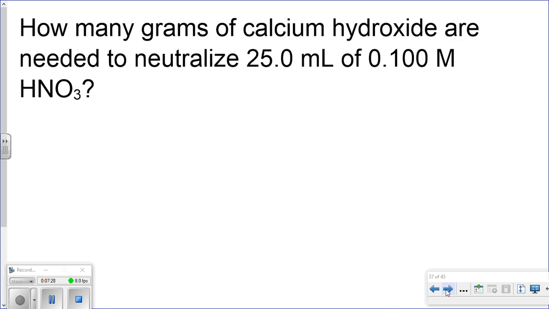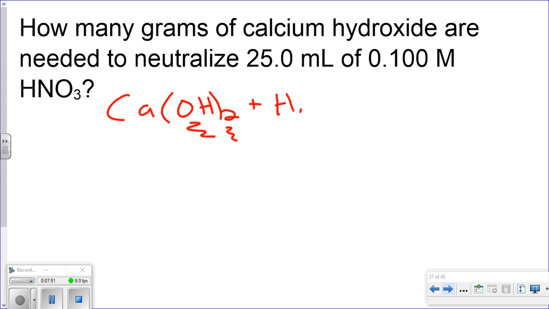Here's another one. How many grams of calcium hydroxide are needed to neutralize 25 milliliters of 0.1 molar HNO3? So you're thinking, oh, wow, MAVA, right? MBVB, just like we used. Careful, calcium hydroxide has two hydroxides in it. Okay? So we can solve this a different way. It's a little longer, but we can still do it.